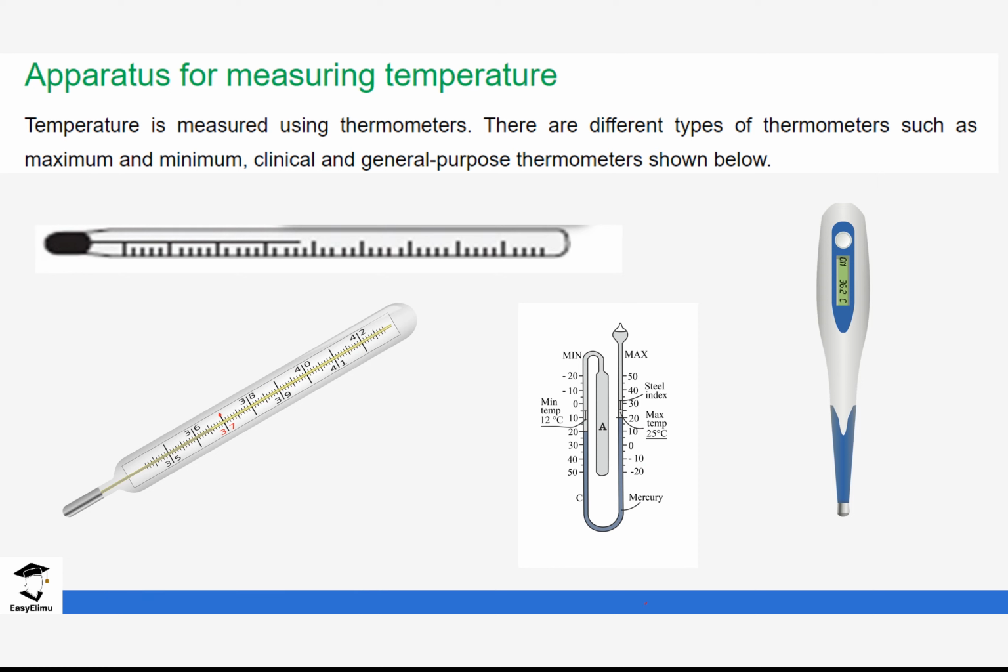Temperature also is measured in the laboratory. We usually use thermometers. We have different types of thermometers in the lab. We have the maximum and minimum thermometer, usually used a lot by physics students. We have the clinical thermometer that is used in the hospitals. Then we have the general purpose thermometers, which are usually used in the lab. Later on we will go into details on how to measure and how to read those values in the thermometer.